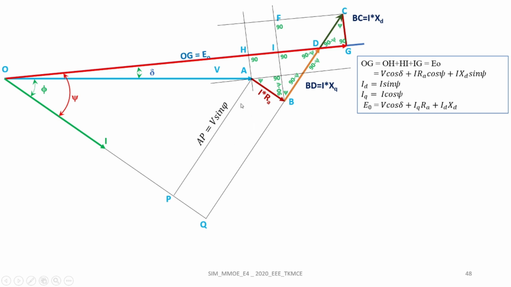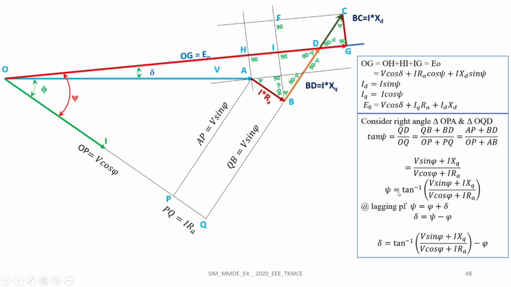Since AP is equal to V sin phi, BQ is also equal to V sin phi and OP is equal to V cos delta. This length is already known, that is I into RA. Now let's consider this big triangle, that is OQD. This angle, that is internal power factor angle psi, is equal to tan inverse opposite side by adjacent side. Opposite side is QD, which is equal to QB plus BD. QB is equal to V sin phi and BD is equal to I XQ. And OQ is equal to OP plus PQ, which is equal to V cos phi plus I into RA.